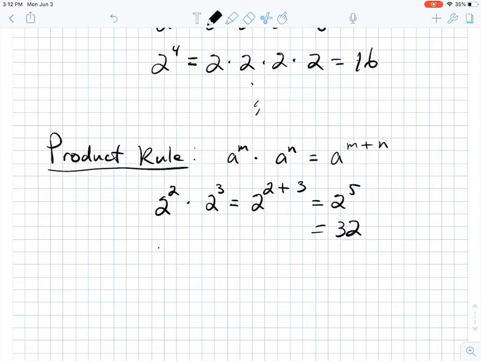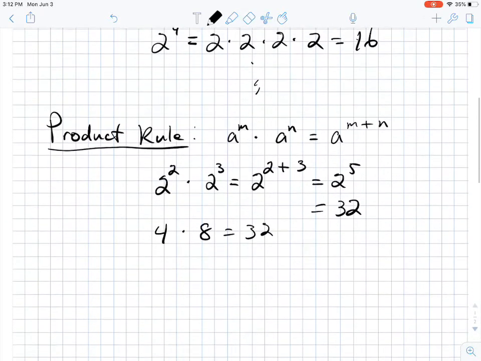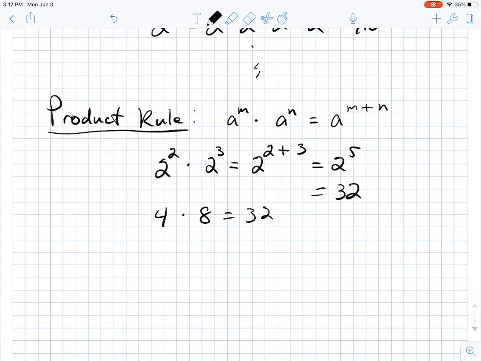Let's check by multiplying them out separately. We know that 2 squared is 4, times 2 cubed, which is 8. So what's 4 times 8? 32. So that's the reason why that works like that. Just to let you know, again, you have to have the same base number for that to work. So I'll show you how that would go when you have 2 different bases. It really is a simple calculation, and let's look at that now.